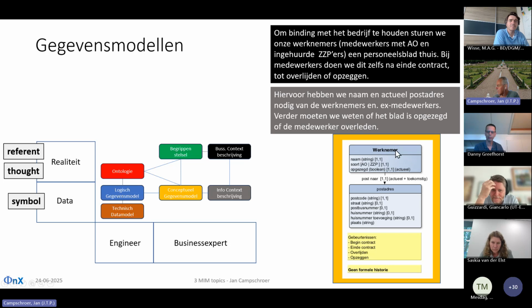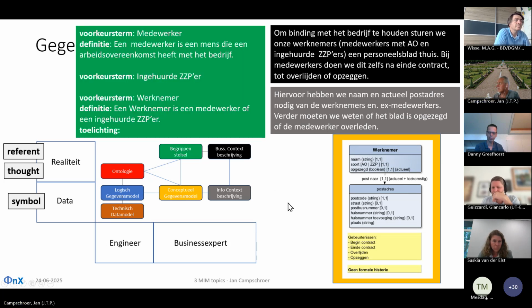Nou, dan heb ik van werknemers deze gegevens nodig. En ik heb het adres nodig. En ik denk dat het ook belangrijk is dat we daar de dynamiek meenemen. Dus dat we ook de gebeurtenissen waarin die gegevens veranderen, dat we die ook modelleren. Dat doen we nu nog allemaal niet, maar dat zou in feite in mijn beleving wel moeten kunnen. Dus nou, dan heb ik een gegevensmodelletje.